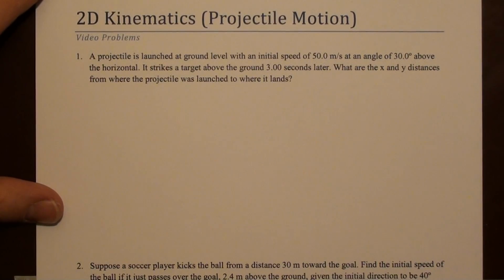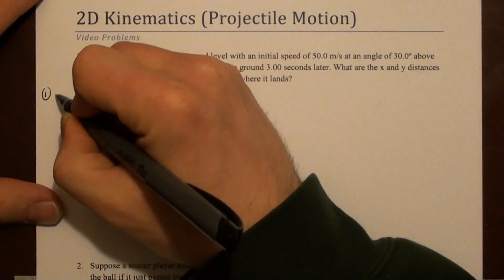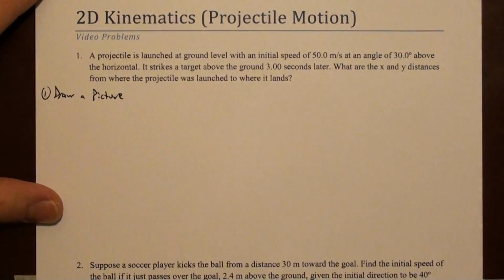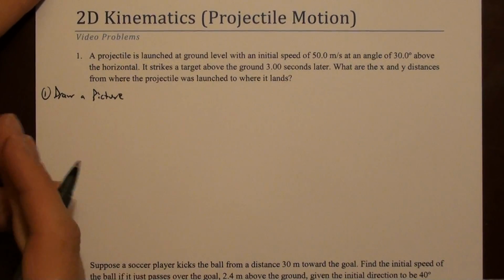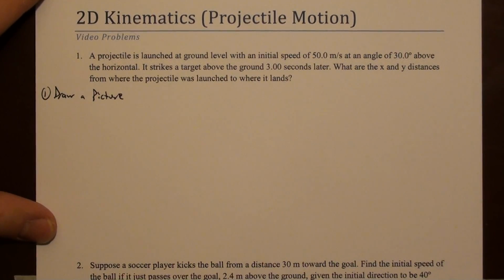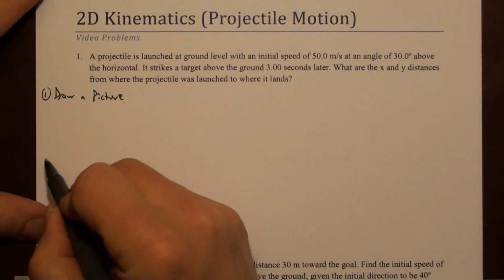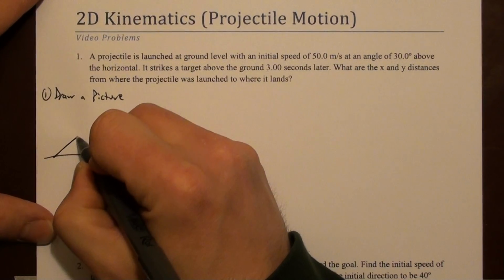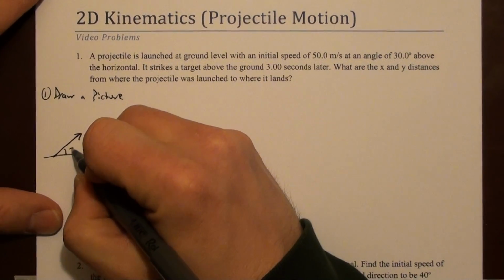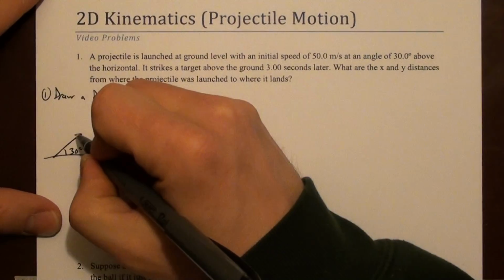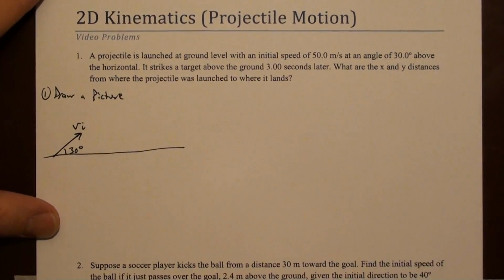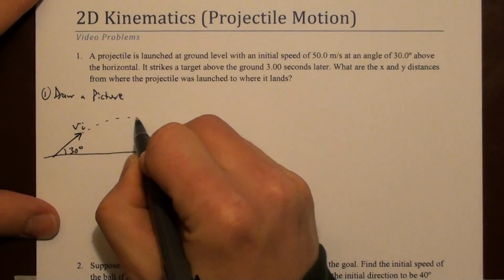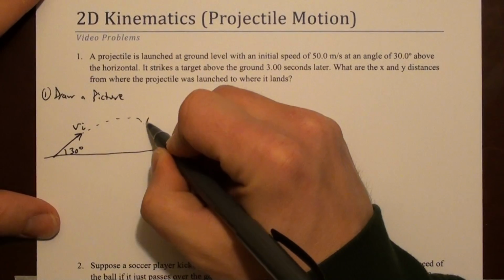So the first step should always be to draw a picture. Just have a visualization of what's going on. I'm starting way to the left here to give myself some space. So let's draw maybe the ground a little ways. Our projectile launching at 30 degrees. Maybe this is V initial. And it's going to travel some distance and hit a target mid-air.